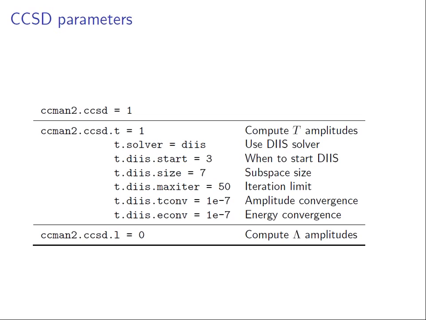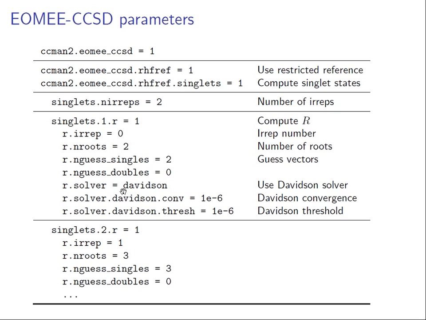Right, and then the second difference, we actually add a hierarchy to these parameters. All right, and so let me go to the equation of motion example. It's a little bit bigger. There are more parameters here, but I'll just show you how they're structured.